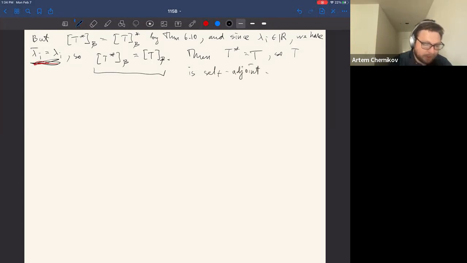Okay, so this gives us the implication from right to left in the theorem. All right, so we get both implications. So this concludes the proof of the theorem.